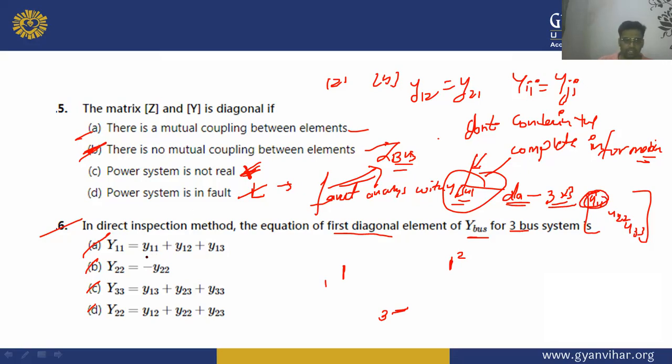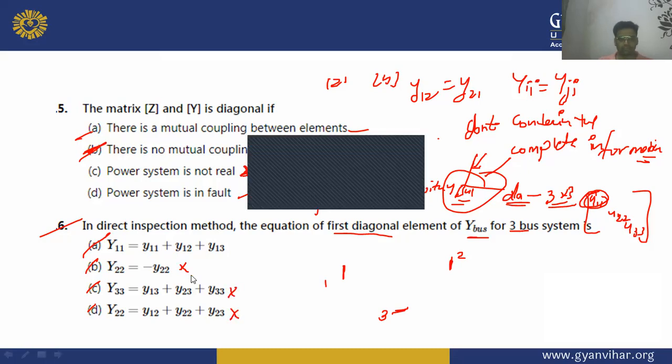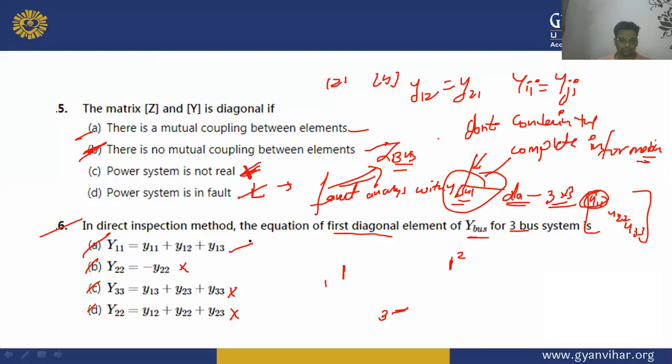So will it be this one? No. Will it be this one? No. Will it be this one? No. Okay, so what will be the remaining option? That is your answer A. Is this clear?